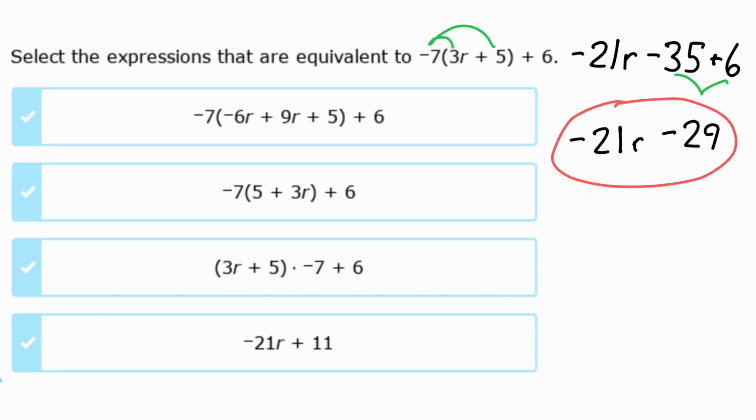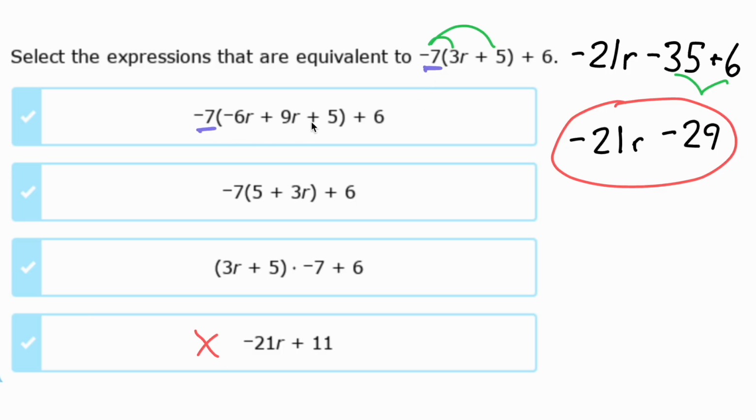Out of all of our answer choices, only one answer is in simplest form, and that has plus 11 instead of minus 29, so that can't be correct. Now, while we could convert each answer choice into its simplest form, I'm going to try and save us some time. Notice how both expressions have a negative 7 in front of the parentheses.